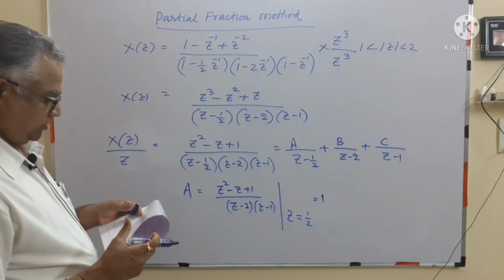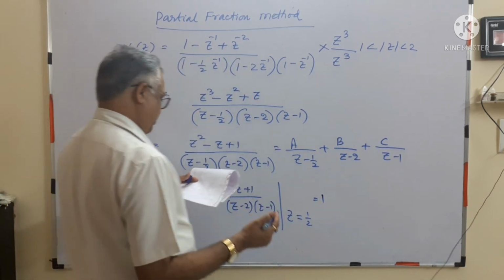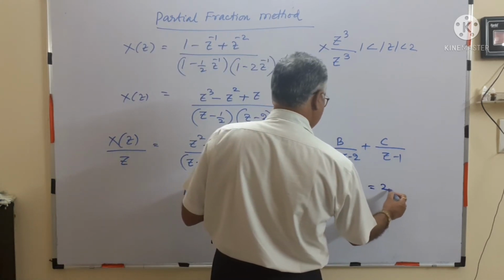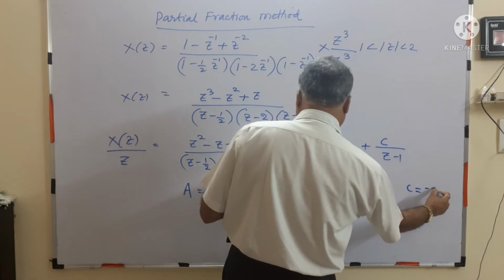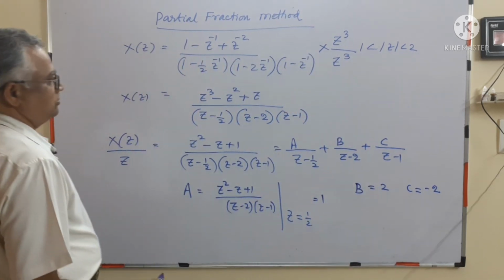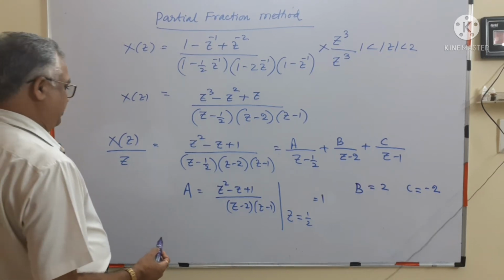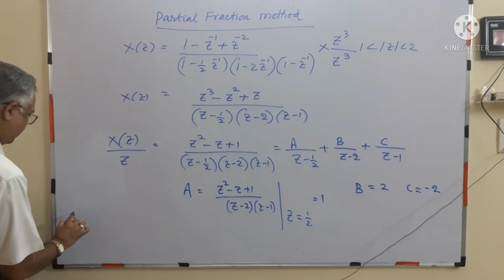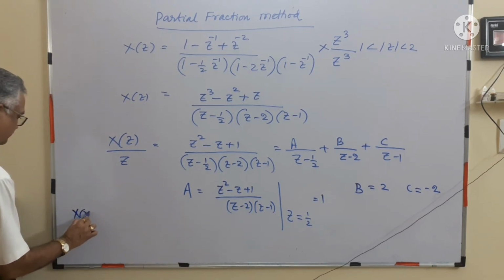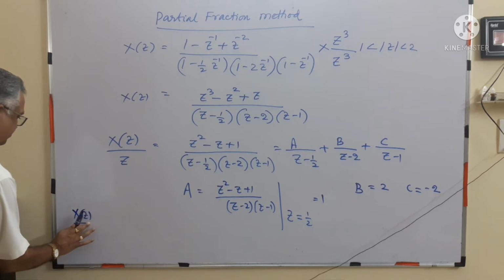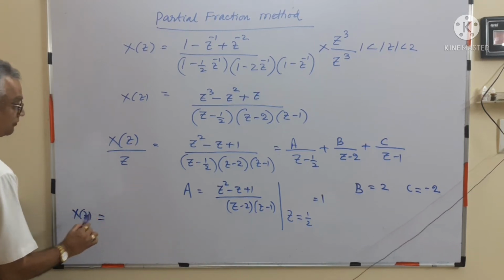You will get answer 1. Similarly, you can try. B answer is 2, C answer is minus 2. So with the help of A, B, C, what is X of z by z? Straight away X of z.